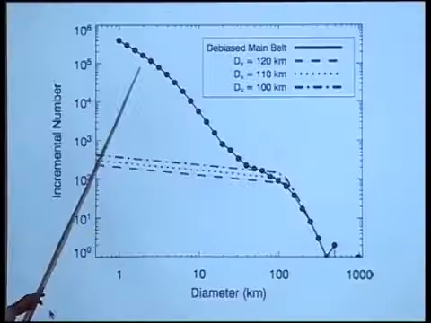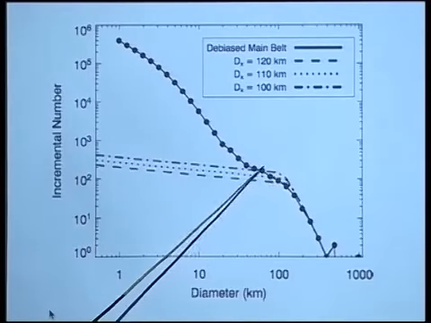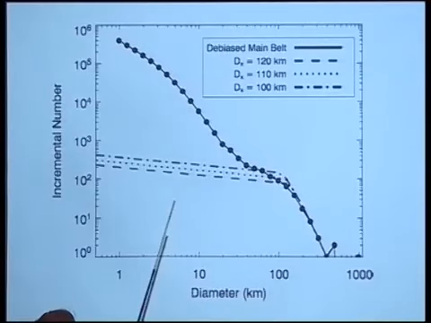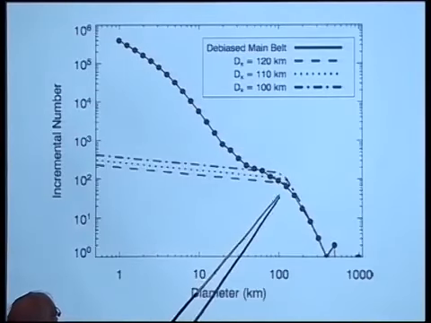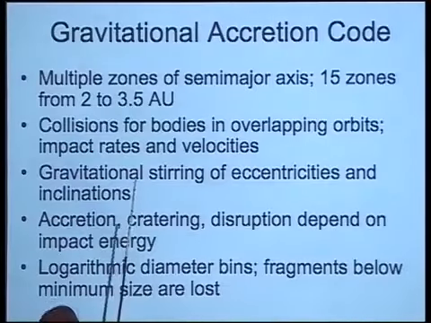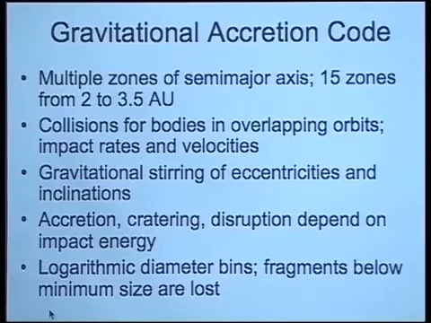So all these small things here are fragments of some of the things that were originally in this size range. So how do you get an excess of 100 kilometer bodies and a relative lack of things smaller than that? Well, I put this into a gravitational accretion code.